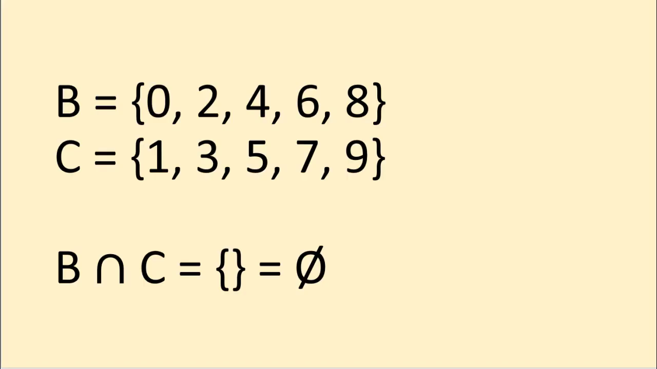Let's look at B intersection C. Notice that B and C do not have any numbers in common. Therefore, we say that that intersection is equal to the null set. You can see the notation for the null set here.